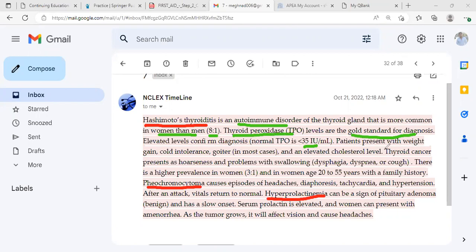Patient presents with, what are the presentations? Weight gain, cold intolerance, and goiter, also elevated cholesterol level. You see, weight gain, cold intolerance, and goiter, enlargement of the thyroid gland, elevated cholesterol level, very important.